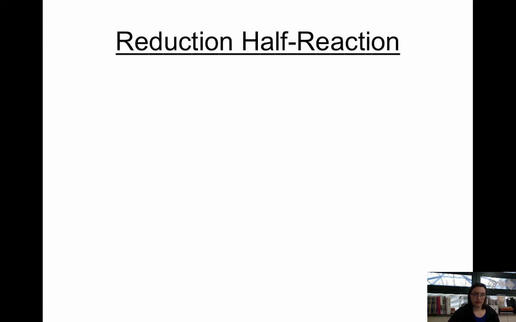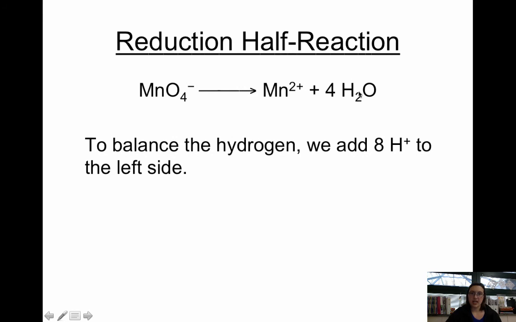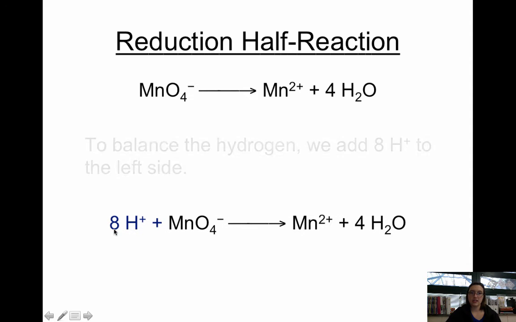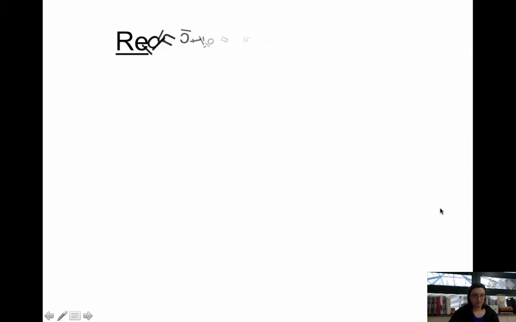But now our hydrogens aren't balanced. To balance the hydrogens, we have 8 here, so we need to add 8 H+ to the left side, because that's going to give us 8 H's on the left and 8 H's on the right. So now all of the atoms are balanced, but we need to make sure that charge is balanced.